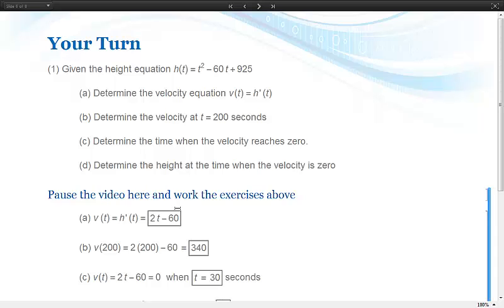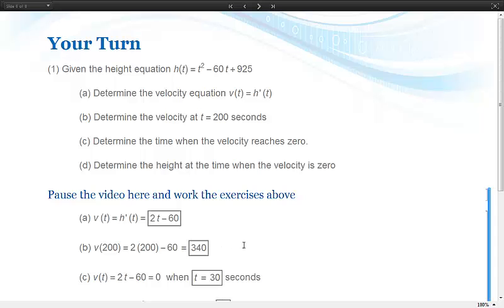Notice it's a linear equation. What's the velocity at t equals 200 seconds? I simply plug 200 into my velocity equation. 2 times t minus 60, 2 times 200 minus 60, and the arithmetic says that's 340, 400 minus 60.